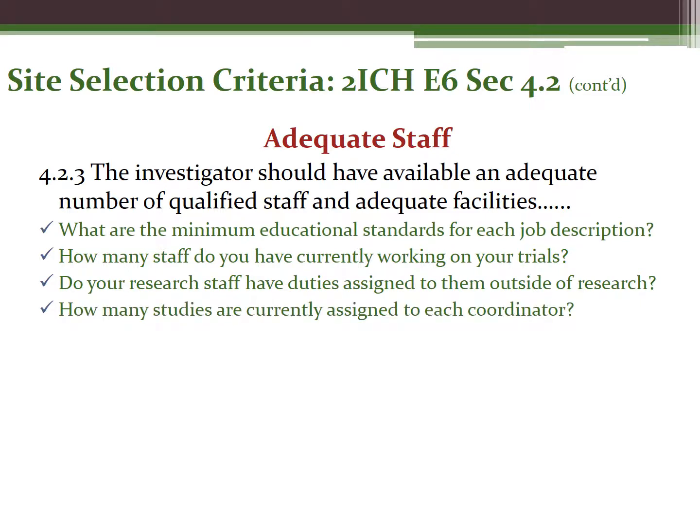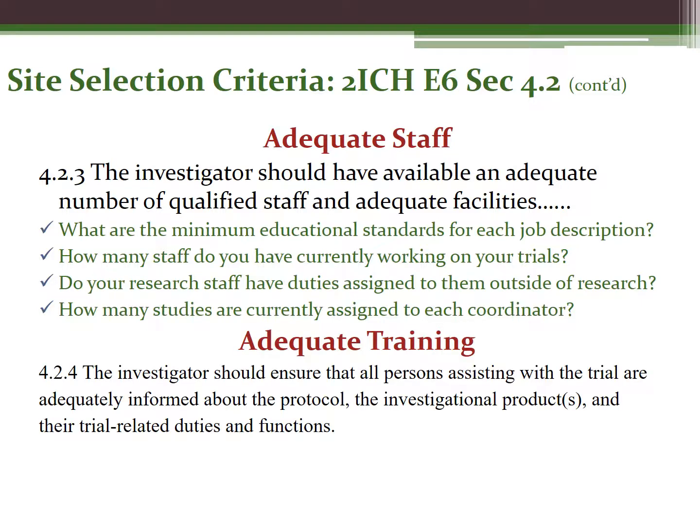How many studies are currently assigned to each coordinator? What is that division of labor like? Is the coordinator responsible for everything, including IRB, communications and relationship, or do you have a regulatory coordinator who handles all the IRB things? These are all questions that the sponsor is going to want to ask. So, do you have adequate staff?